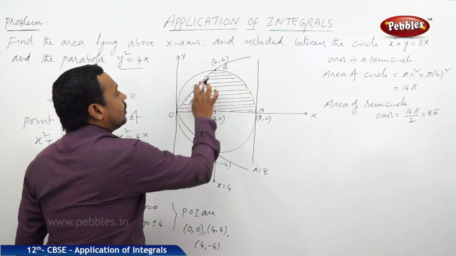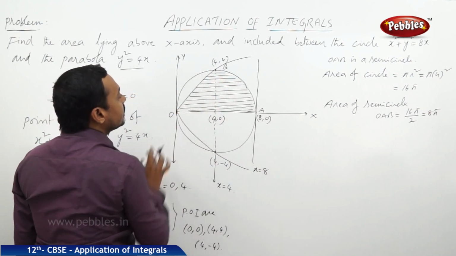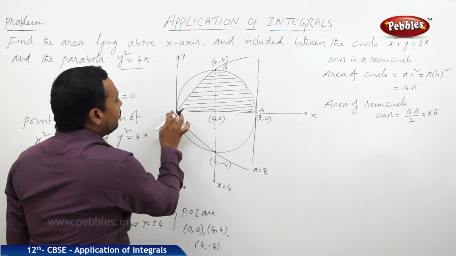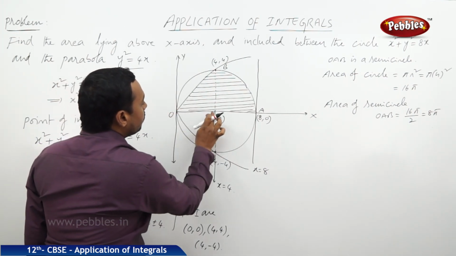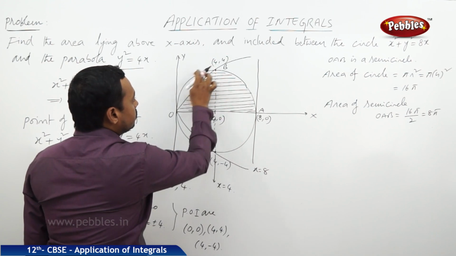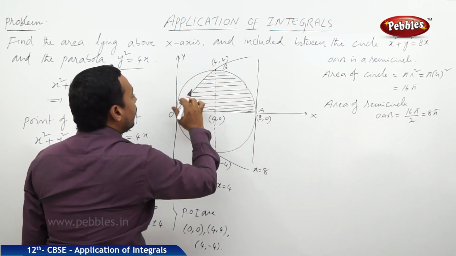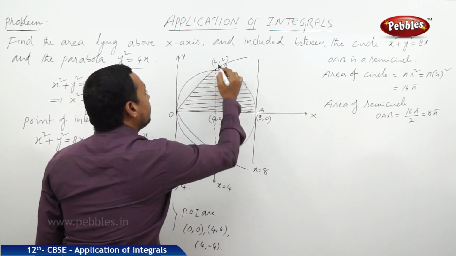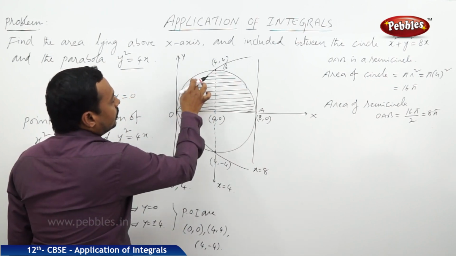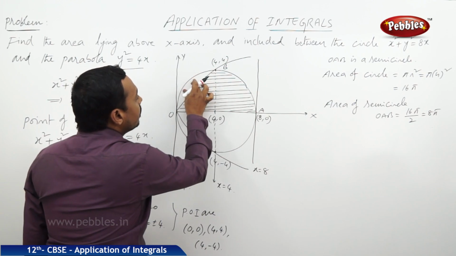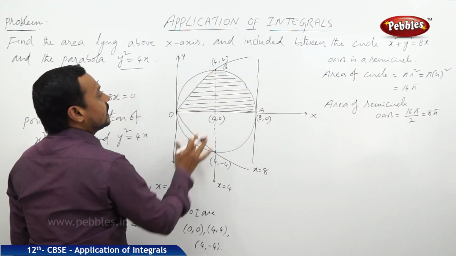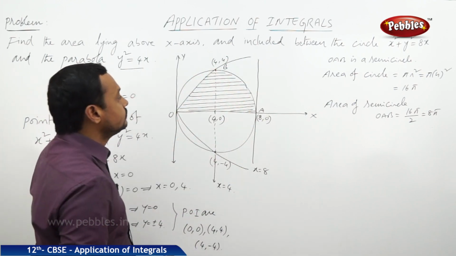Now, if we find the area between 0 to 4, between the circle and parabola, and delete that area from the area of the semicircle, then we get the required area.